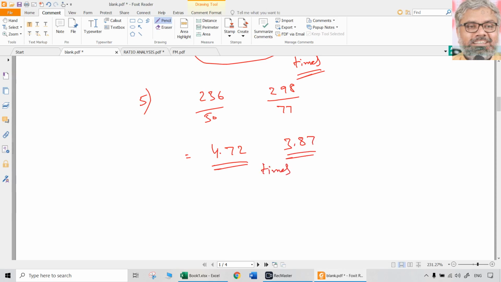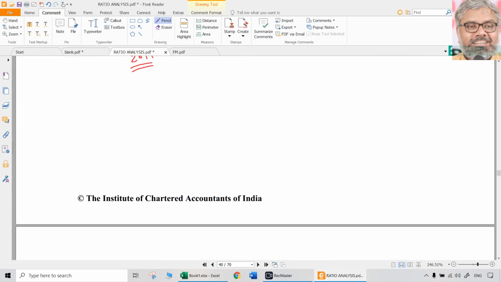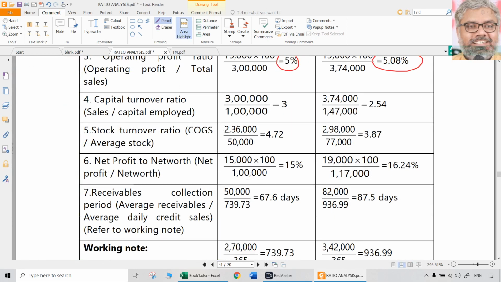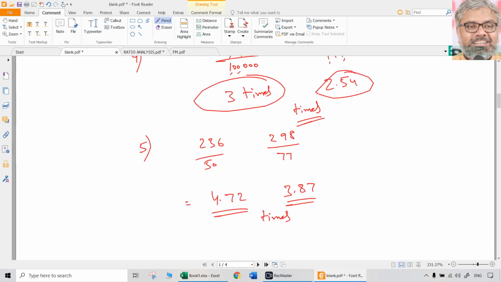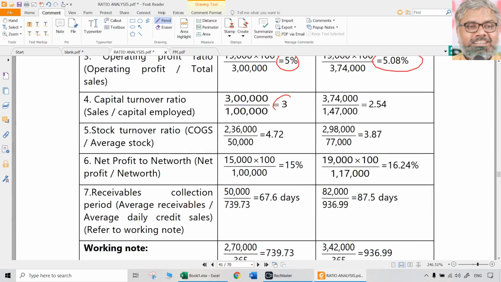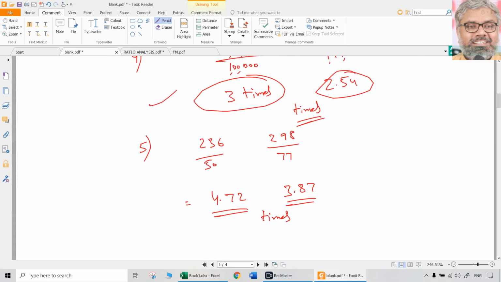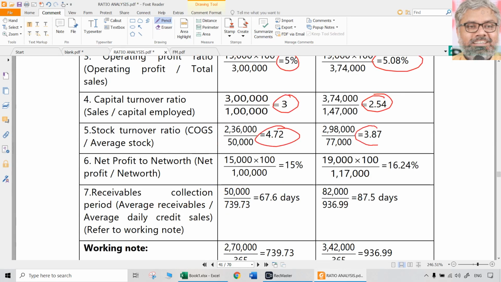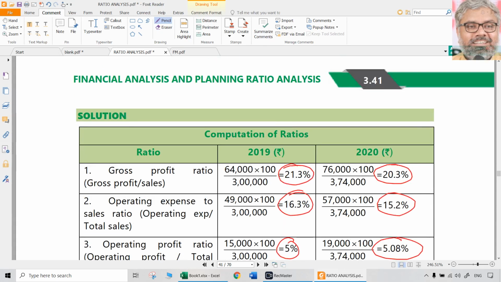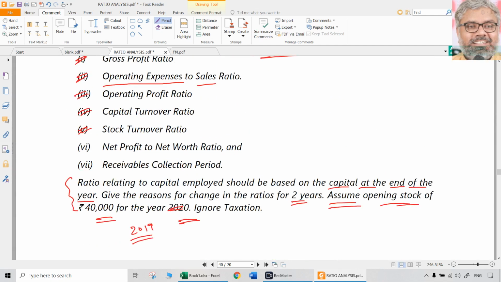So let us check the answers also. For the fourth one, 3 and 2.54. Yes, 3 and 2.54. For the fifth one, 4.72, 3.87. That is stock turnover ratio. Direct formula, substitute answer. Then net profit to net worth ratio. Straight away ratio formula itself is given. You don't have to worry about which ratio it is and all. It's okay. Maybe it can be called as return on equity, whatever. We don't care. What is asked that we have to calculate.